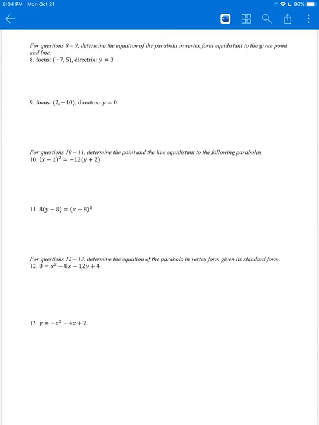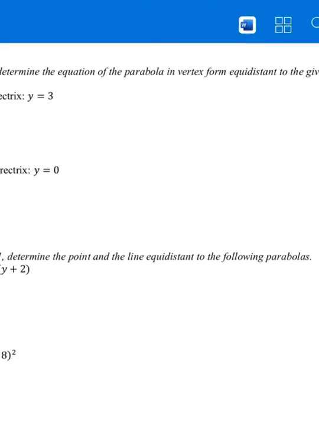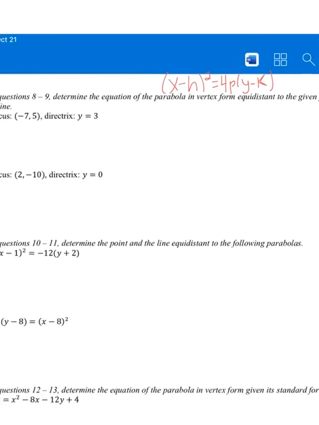8 and 9, determine the equation of the parabola in vertex form equidistant to the point and the line. Vertex form, that is x minus h squared equals 4p times y minus k. Don't worry so much about the horizontal parabolas. That was just a little extra stuff.